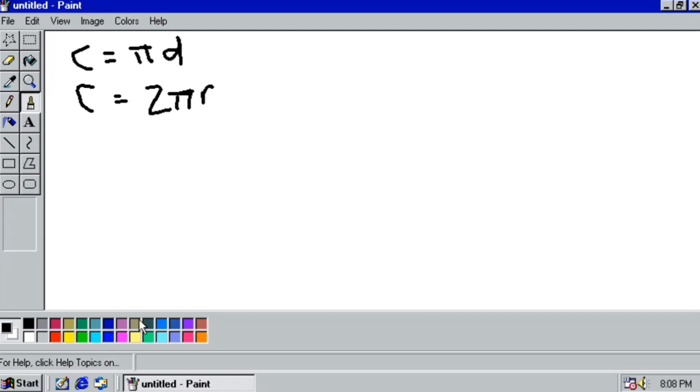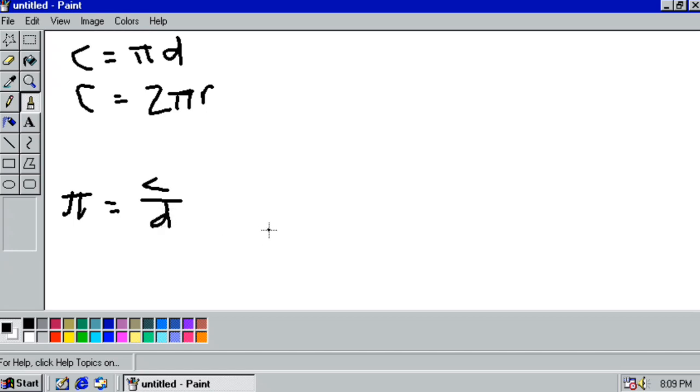From this, we will see that the number pi is the number we get when we divide the circumference of any circle by its diameter. For any circle, pi is equal to the circumference over diameter.